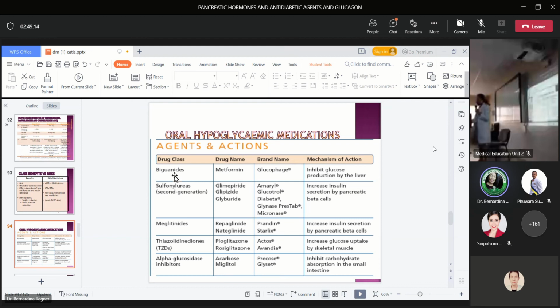You have here biguanides, sulfonylureas, miglitinides, thiazolidinediones, and alpha-glucosidase inhibitors. And these are now your mechanisms of action. Biguanides inhibit glucose production by the liver. Sulfonylureas increase insulin secretion by your pancreatic beta cells. Miglitinides increase insulin secretion by pancreatic beta cells. Thiazolidinediones increase glucose uptake by skeletal muscles. Alpha-glucosidase inhibitors inhibit carbohydrate absorption.